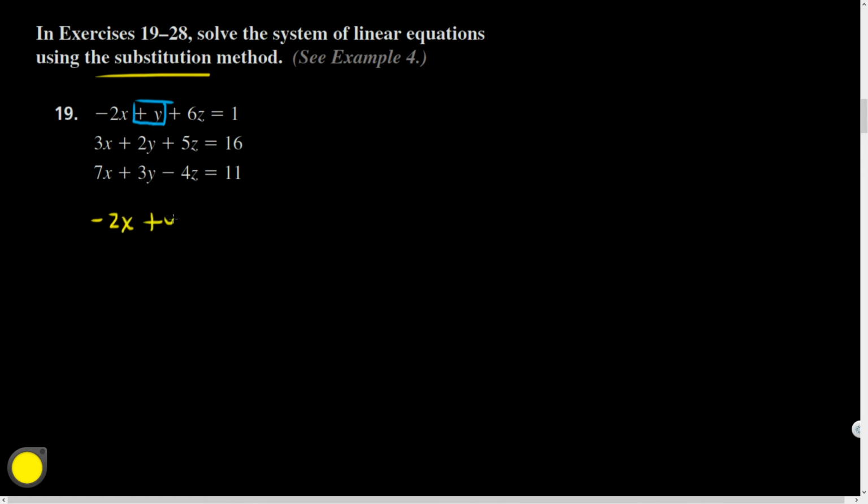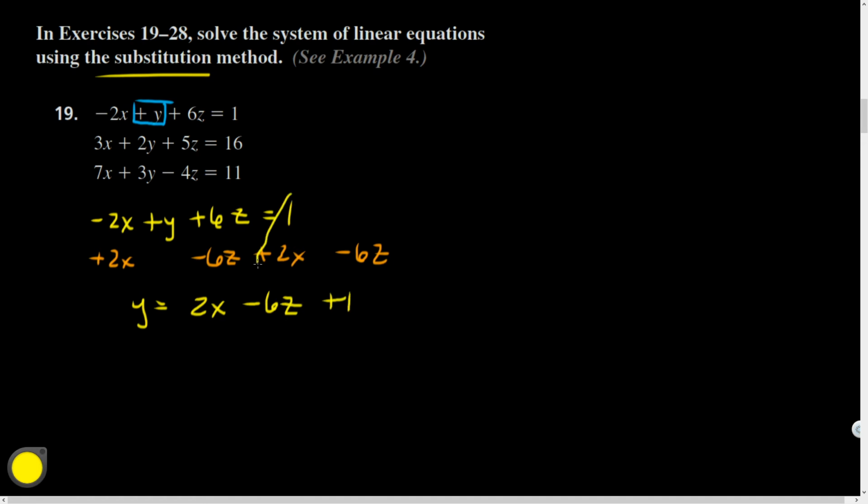So negative 2x plus y plus 6z equals 1. And let's get y by itself. So I'll add 2x to both sides. I'll subtract 6z from both sides. And I'll get the expression. This is called the revised equation. y equals 2x minus 6z plus 1. Right? None of these three things were like terms. And so this is what y is equal to.